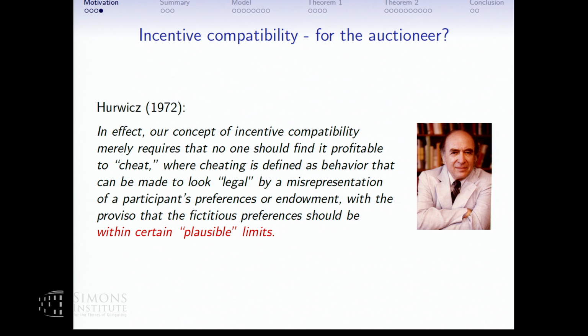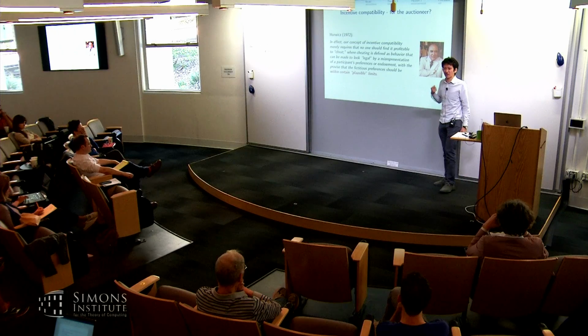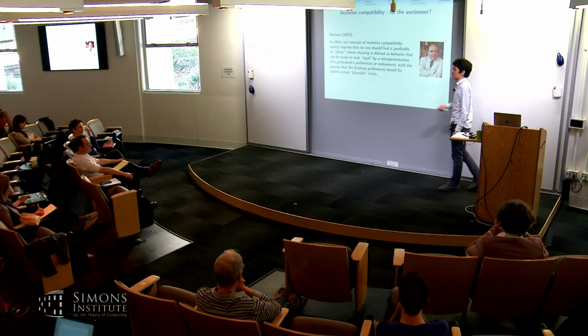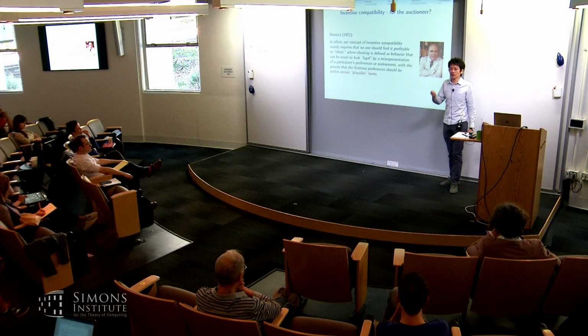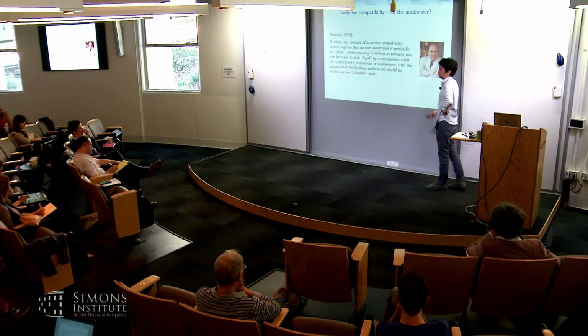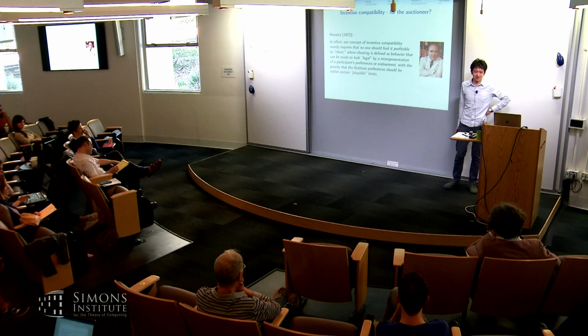And what do we mean by those plausible limits? Those plausible limits are typically encoded in the type space, right? The type space in a mechanism design model are the preferences that we think the participants might plausibly have. Now, in many ways, what we want to do is to produce a definition of auctioneer incentive compatibility that runs in lockstep with Hurwicz's original motivation. We are going to require that the auctioneer should not find it profitable to cheat, where cheating is defined as behavior that can be made to look legal by misrepresenting the preferences of the other bidders to one of the bidders. And we're going to again require that the fictitious preferences should be within certain plausible limits, namely those represented by the type space.